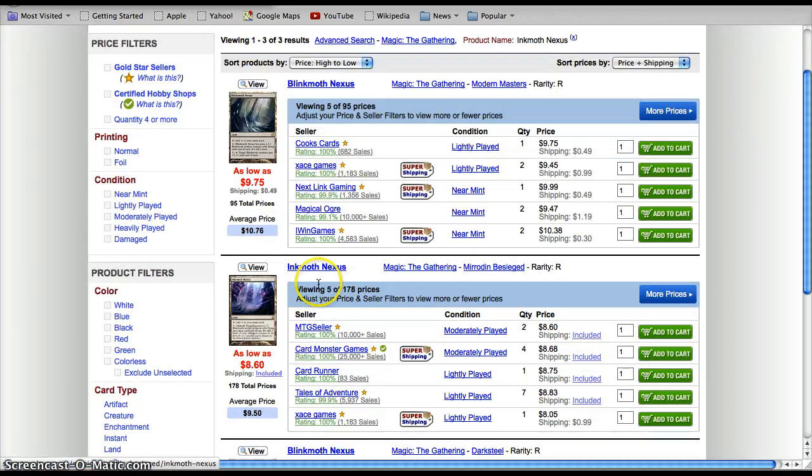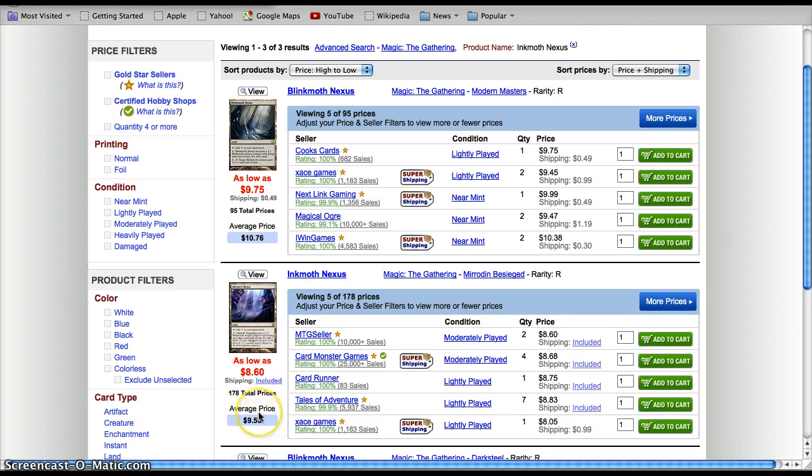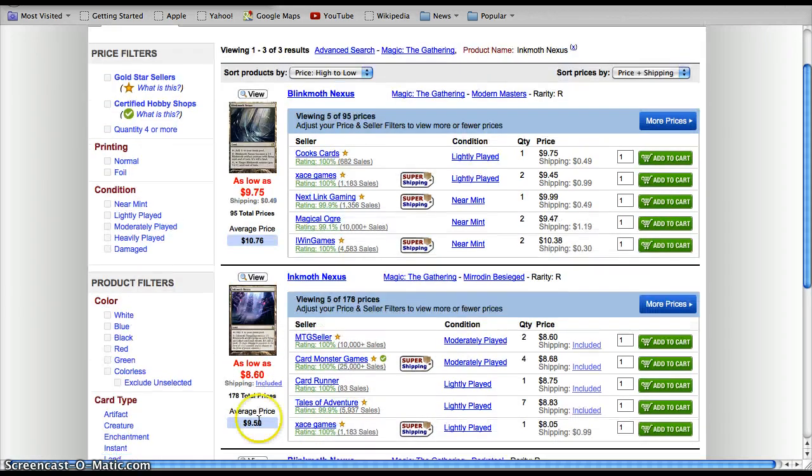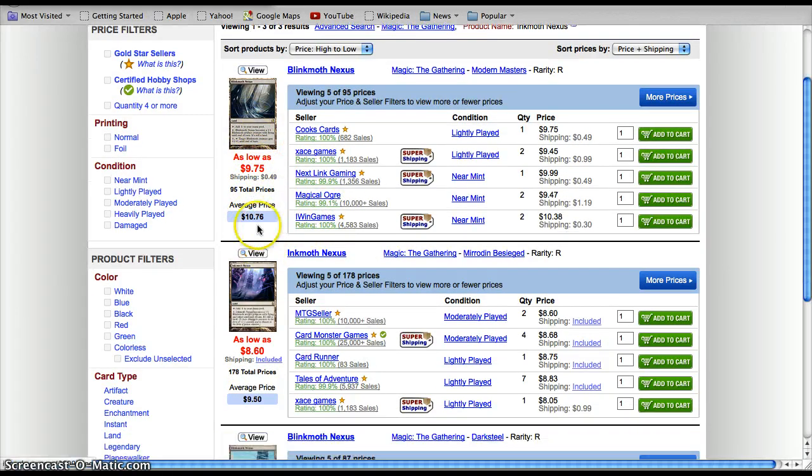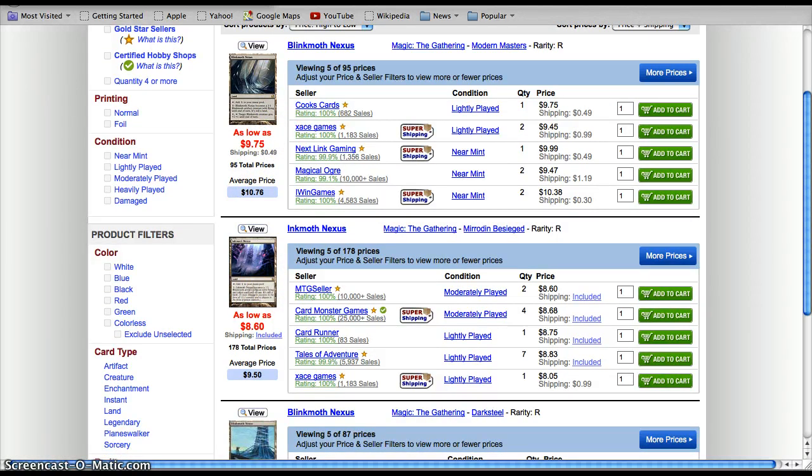Then Ink Moth Nexus has been rising slowly. The average price is $10 now. It was down to $5 for a while. At $10, I could see it doubling in another year and then being a really sought-after card. Blink Moth Nexus, we already knew, was a major sought-after card, and the reprint brought it down to this price, which is still pretty high. It's still higher than Ink Moth, so I could see them doing Ink Moth no problem.